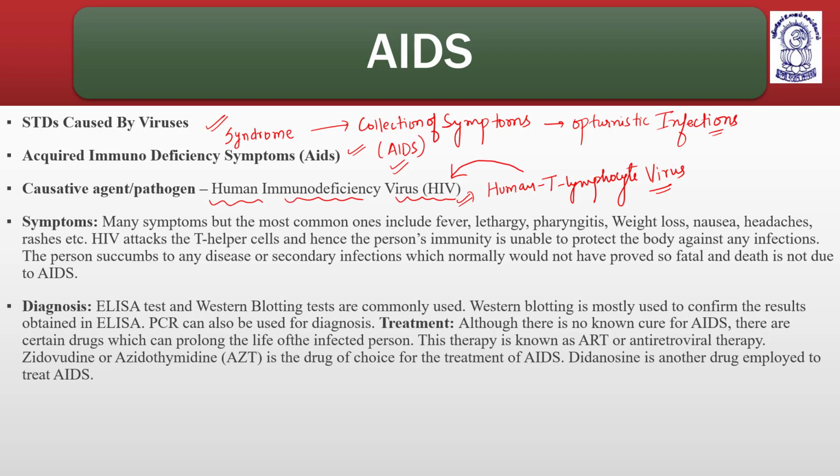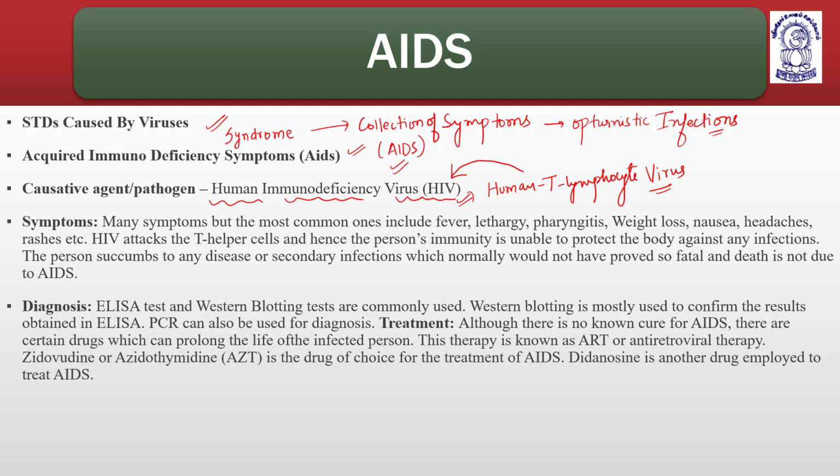So acquired immunodeficiency syndrome is basically caused by HIV, the human immunodeficiency virus, and the human immunodeficiency virus belongs to which group of virus? Human T lymphocyte virus, right?